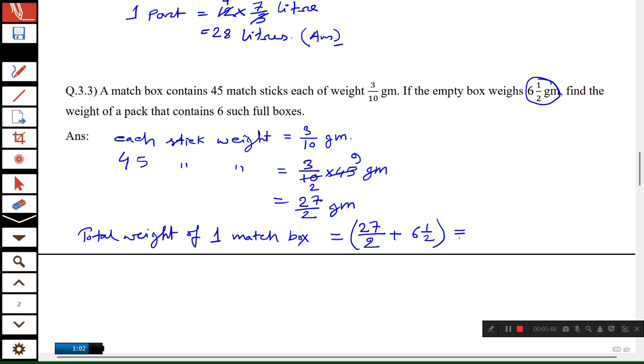So আমরা পাচ্ছি কত এখানে? তো 27 মানে এটা হচ্ছে তোমার 13 whole 1 by 2. So that means এটা হচ্ছে 13 whole 1 by 2.